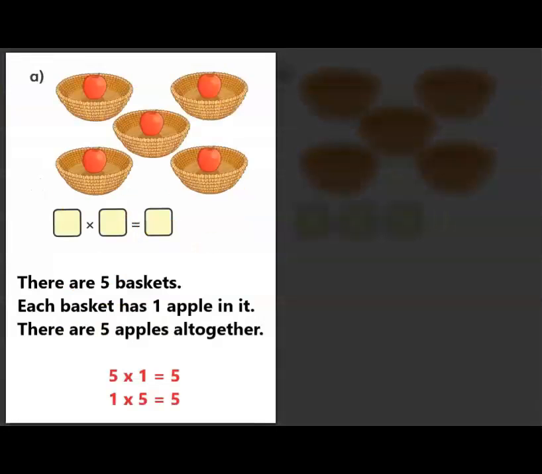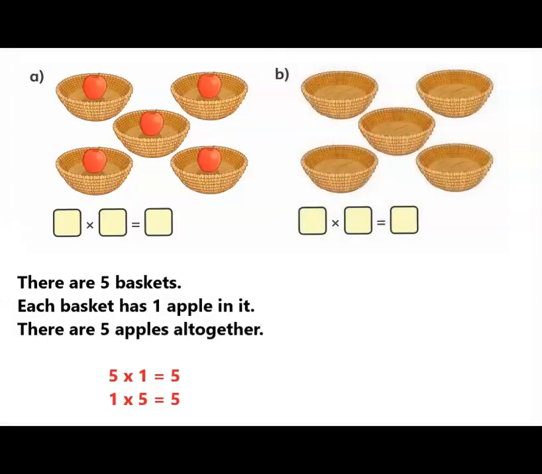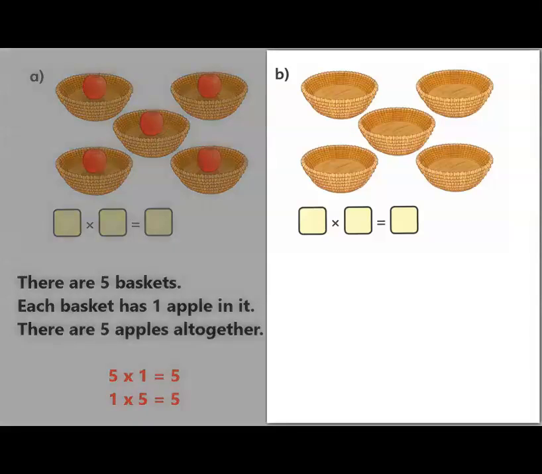Let's focus on A first. There are 5 baskets. Each basket has 1 apple in it. There are 5 apples altogether. And the multiplication equations are 5 times 1 equals 5, or 1 times 5 equals 5. Multiplication, remember, is commutative. The numbers can be multiplied in either order.